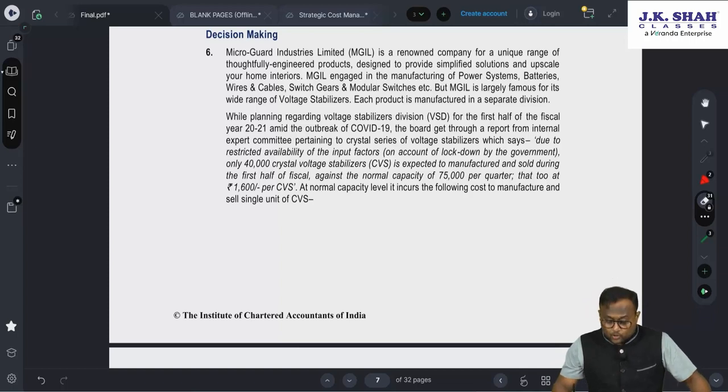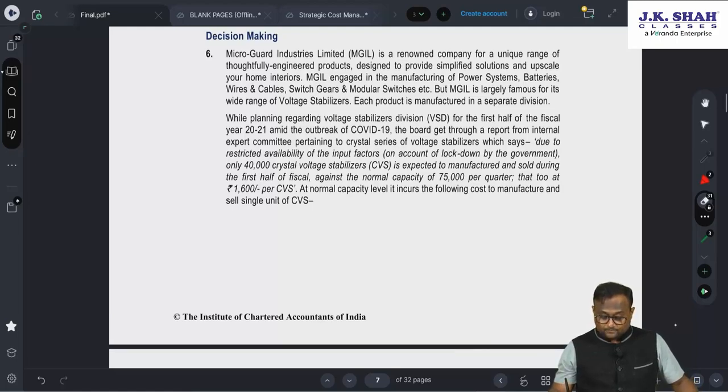While planning for the voltage stabilizers division for the first half of the fiscal year 2021 amid the outbreak of COVID-19, the board got a report from the internal expert committee pertaining to the Crystal series of voltage stabilizers, which says that due to restricted availability of input factors on account of lockdown by the government, only 40,000 Crystal voltage stabilizers are expected to be manufactured and sold during the first half of the fiscal, against the normal capacity of 75,000 per quarter. That too at 1,600 per unit.